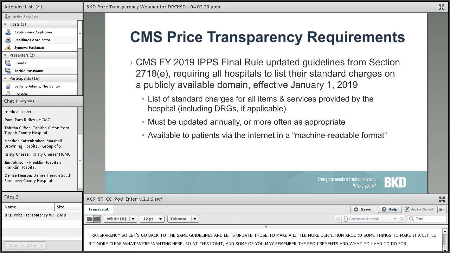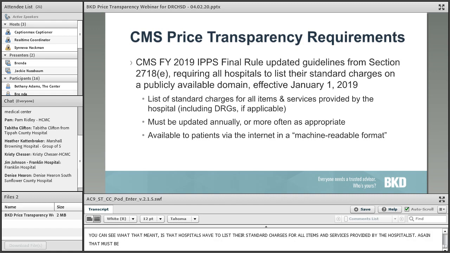So at this point, and some of you may remember the requirements and what you had to do for January 1st of 2019. The rule then said that the hospitals had to list their standard charges on a publicly available domain. And what that, the bullet points there, you can see what that meant is that the hospitals have to list their standard charges for all items and services provided by the hospitals, again, to include DRGs if applicable. Again, that must be updated annually, and now there's this requirement that that list needs to be available to patients via the internet in what was a machine-readable format.